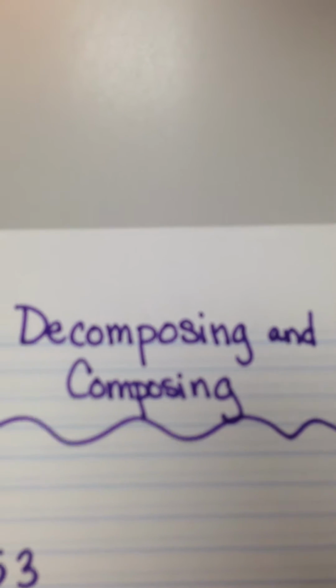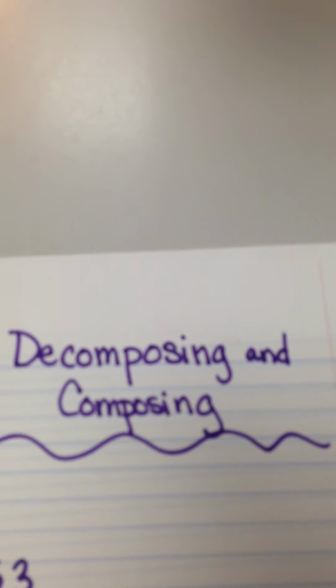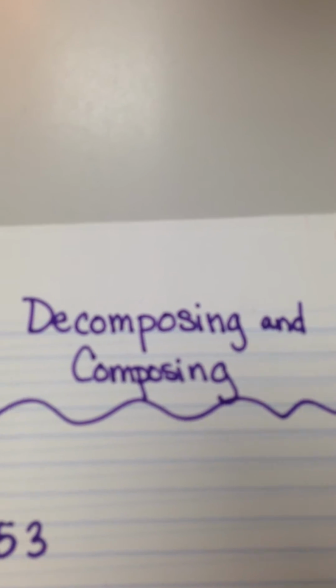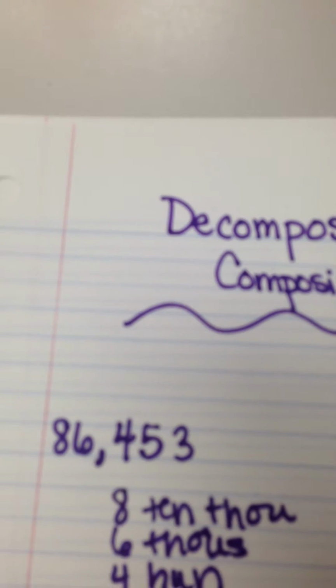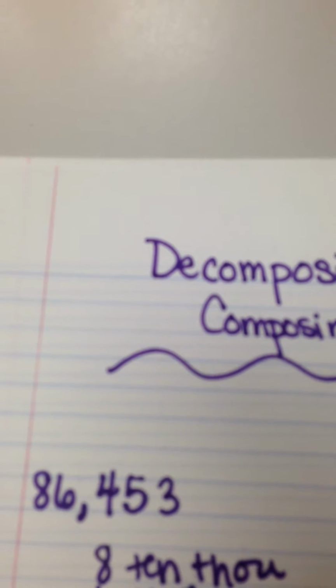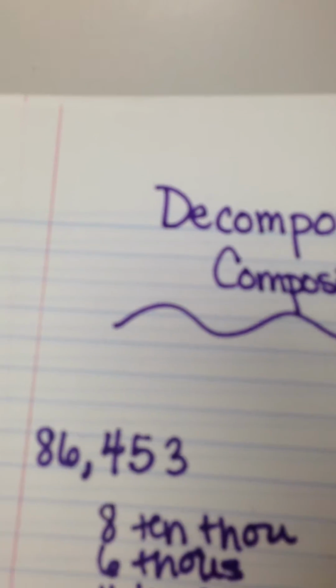Today we're going to look at decomposing and composing numbers. In third grade, students are asked to look at numbers up through the hundred thousands place. Today I'm just going to show you a number that goes through the 10,000s place. And this is going to be 86,453. And what we'd ask students to do is to decompose this to show us that they understand place value.